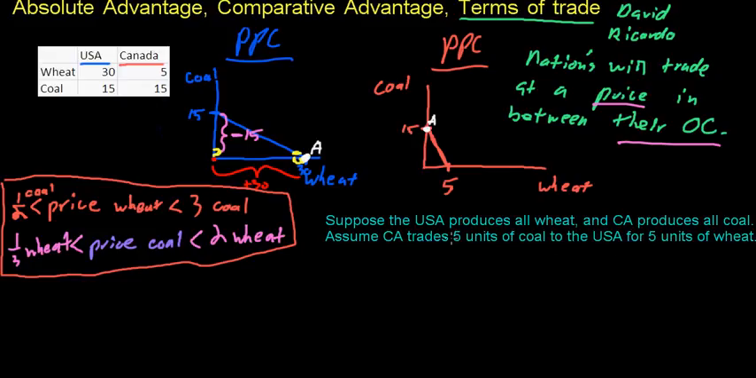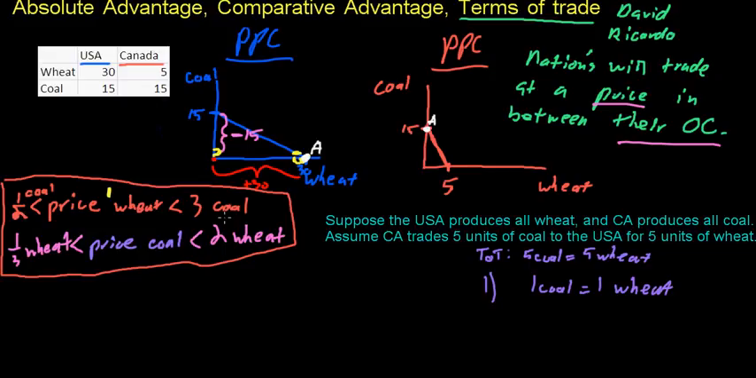So the terms of trade, and I'm just going to write TOT for terms of trade, are that 5 coal is equal to 5 wheat, or in other words, 1 coal is equal to 1 wheat. The first thing I want to show you is how to check that this is a good deal for both nations. First, the price of wheat in terms of coal is that 1 wheat is equal to 1 coal. And we can see here that 1 is in between a half and 3.